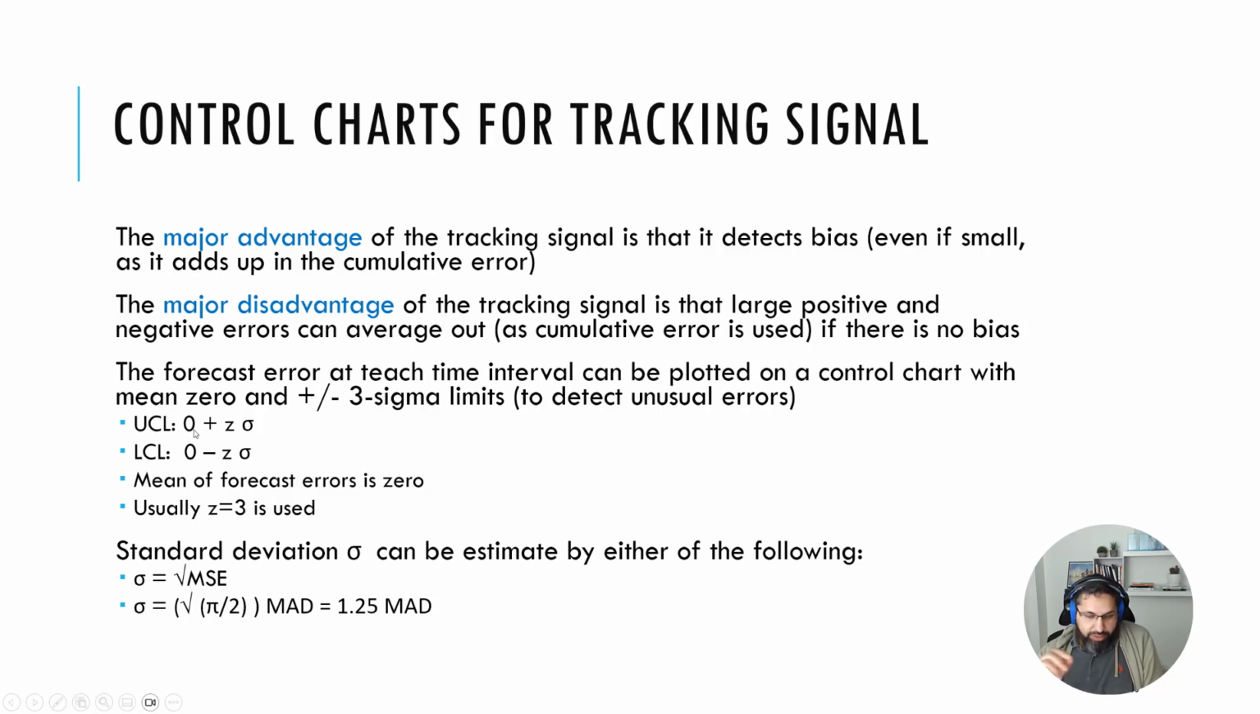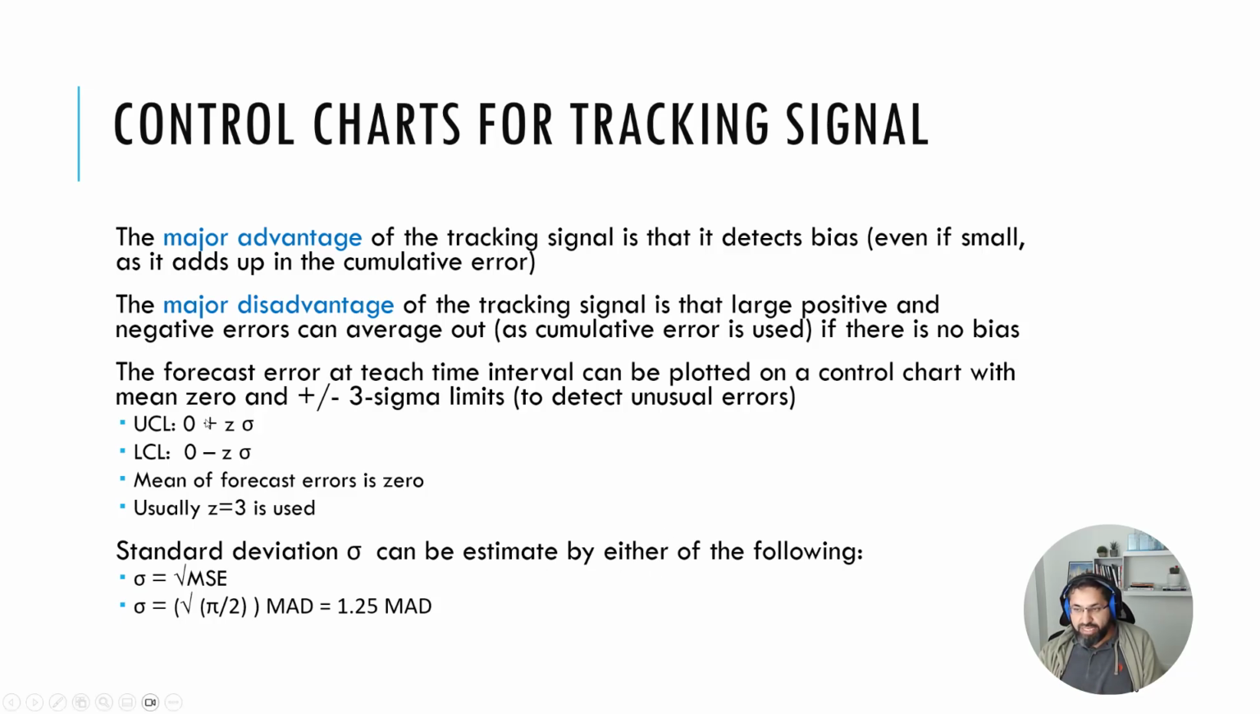Often we use 3 sigma limits for the control chart. Because the tracking signal's expected value is 0, we do 0 plus 3 sigma and 0 minus 3 sigma to find the control limits for the tracking signal. How do you find sigma? Sigma is simply the square root of the MSE. If you are given the MAD, sigma is square root of pi by 2 times the MAD, which comes out to approximately 1.25 times MAD. So if your MAD is 10, then your sigma is going to be 12.5.